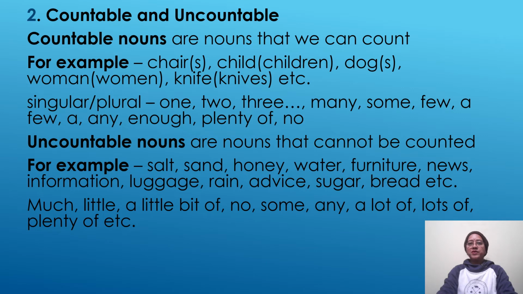Now, uncountable nouns. Uncountable nouns are those nouns that cannot be counted. For example, salt, sand, honey, water, furniture, news, information, luggage, rain, advice, sugar, bread, etc. And for these, we can use determiners such as much, little, a little, bit of, no, some, any, a lot of, lots of, plenty of, etc.